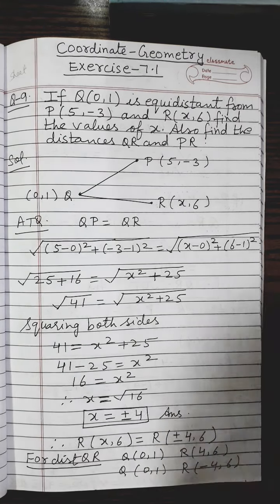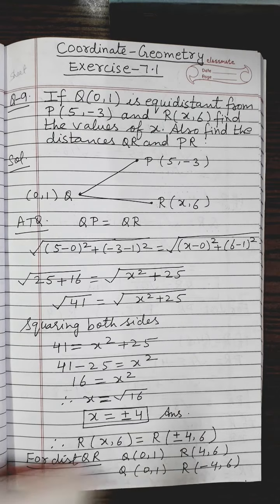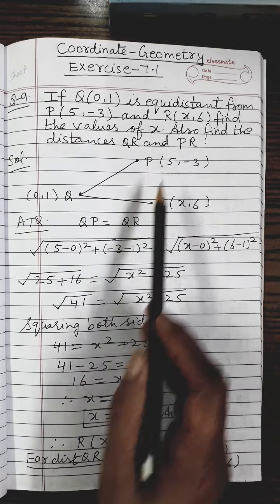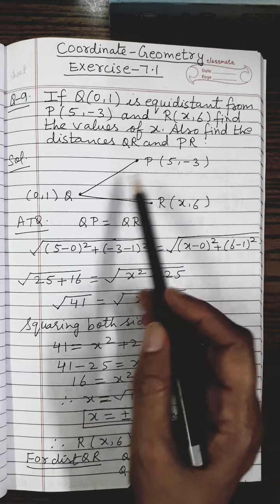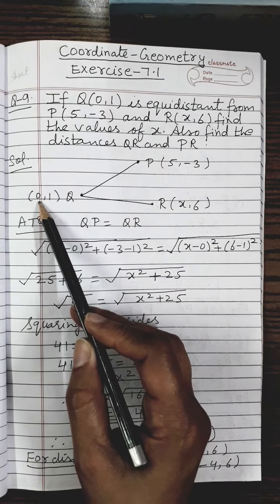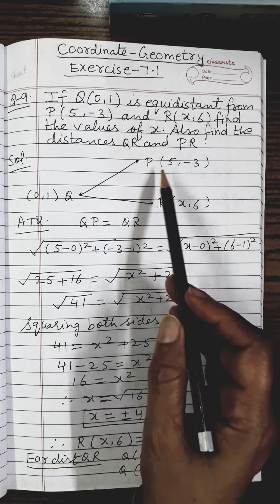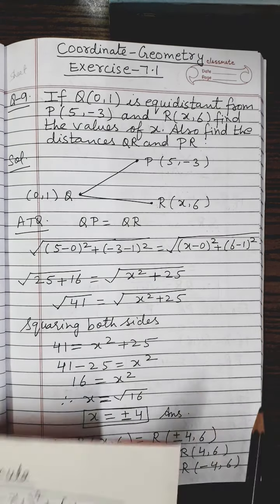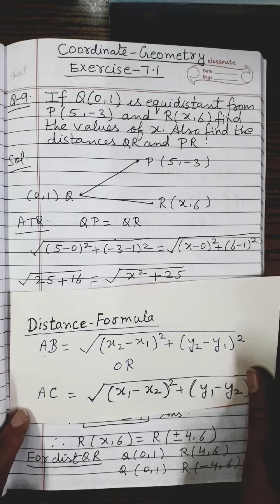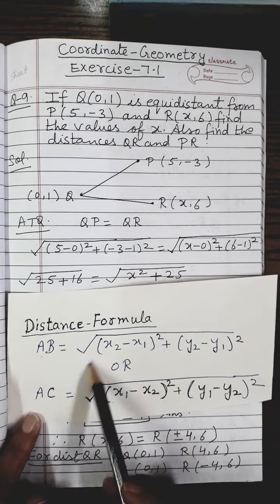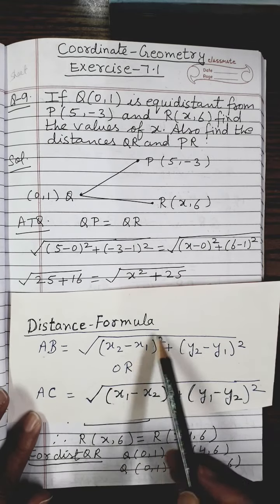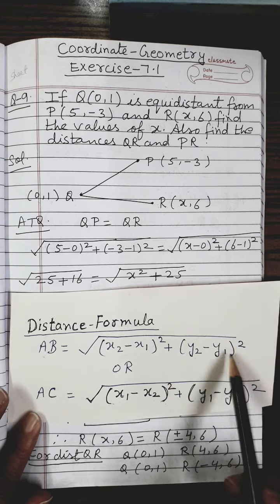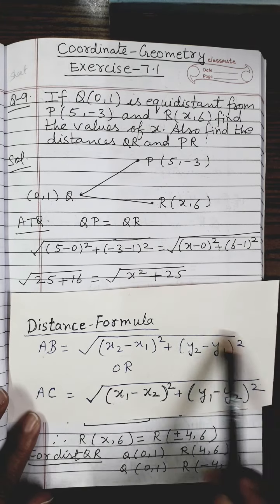So for QP what I will use, look at this coordinate Q, this is coordinate P. So for QP, this will be representing x1, y1, P point is representing x2, y2. So what is your distance formula? It is like this. I think you must already be familiar with this formula. Square root of (x2 minus x1) whole square plus (y2 minus y1) whole square. So for QP I am using this formula.